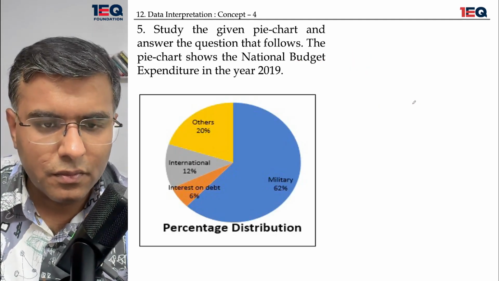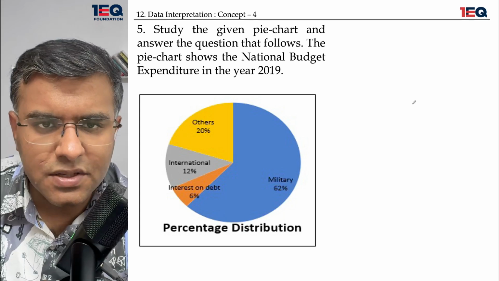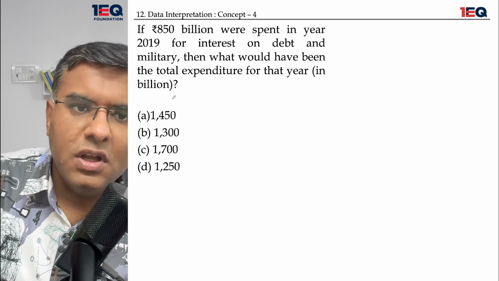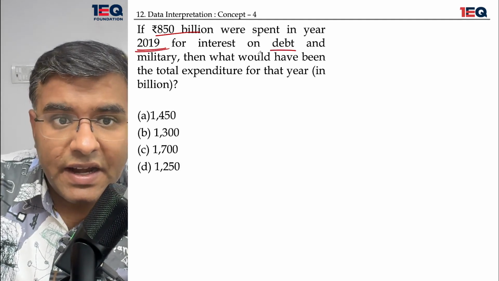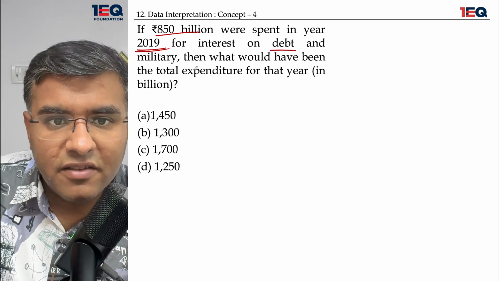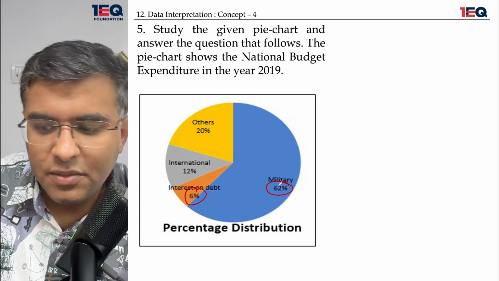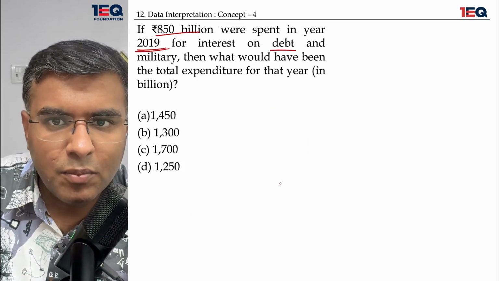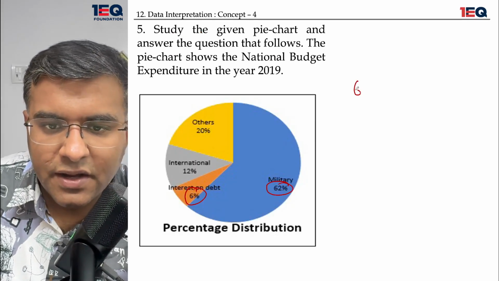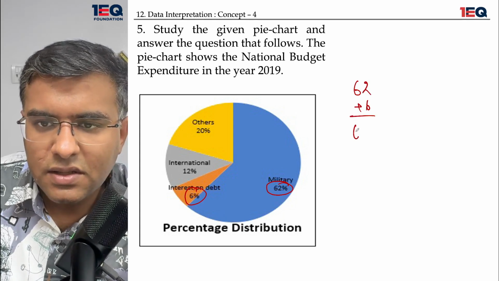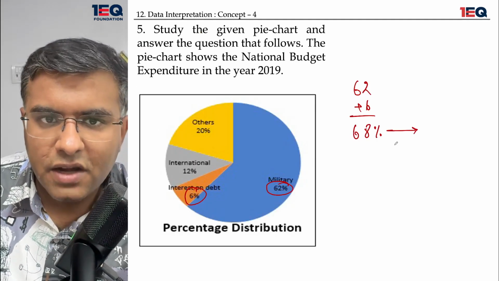Moving on. So yes, percentage distribution. I think this is the national budget expenditure. What does the question say? If 850 billion was spent in the year 2019 for interest on debt and military, then what would have been the total expenditure for that year? Interest on debt is this, and this is the military expenditure. If I add it up, 62 plus 6 makes it 68%, and 68% corresponds to 850.